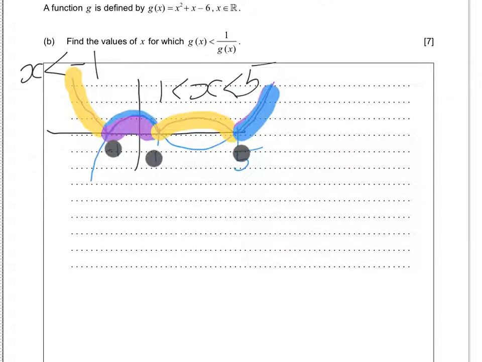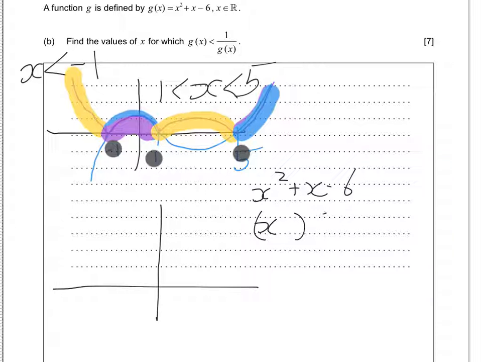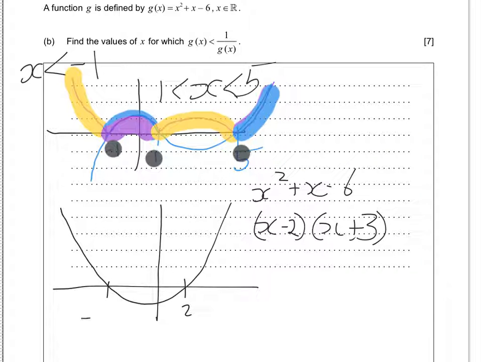Okay. Part B, you're probably going to want to use your calculator. So we've got a function g of x, it's x squared plus x minus 6. That actually factorises to (x + 3)(x - 2). So it's a parabola that intersects at 2 and -3, something like that.